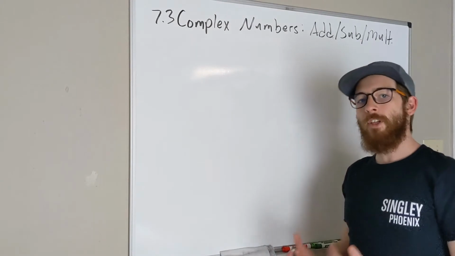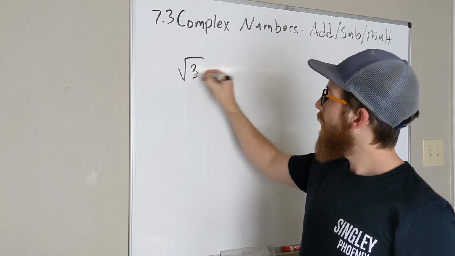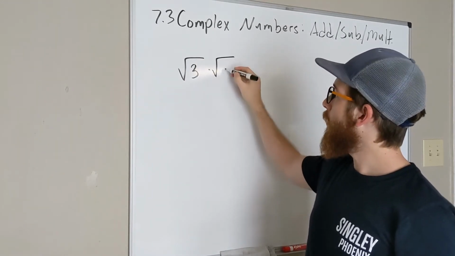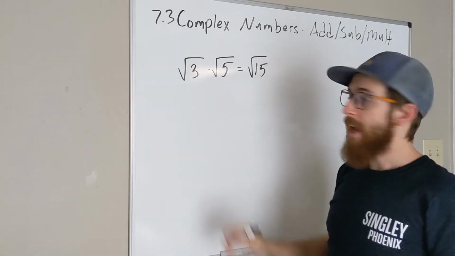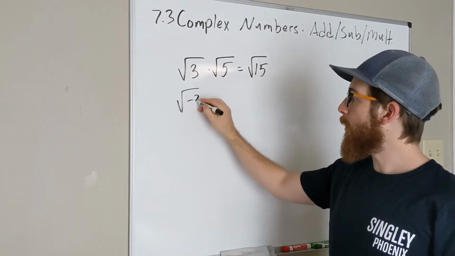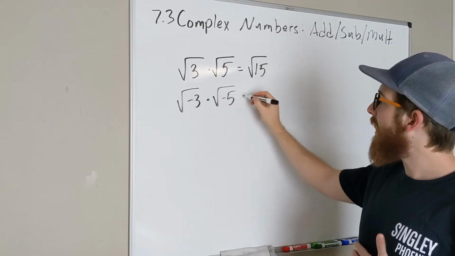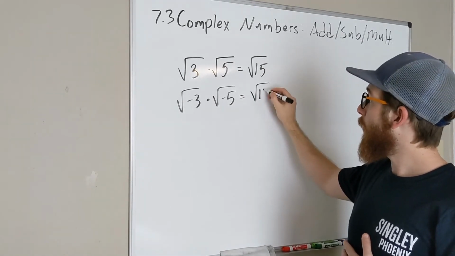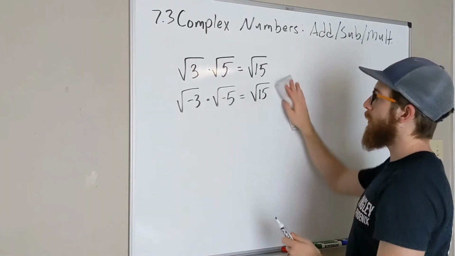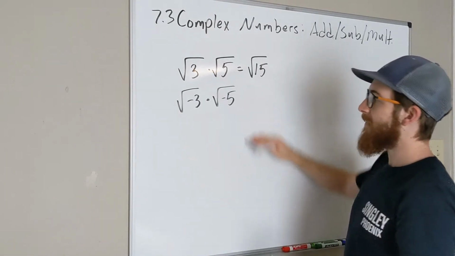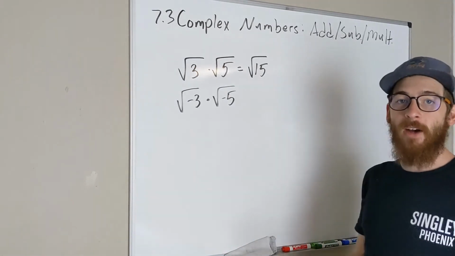The first thing that I want to bring to your attention is that when we were doing radicals and multiplying something like the square root of 3 times the square root of 5, we got the square root of 15. I would be tempted to say that the square root of negative 3 times the square root of negative 5 is also the square root of 15. However, because these are non-real numbers, they're imaginary because they have this negative inside, we can't do it that way. We have to take into account the negative 1.